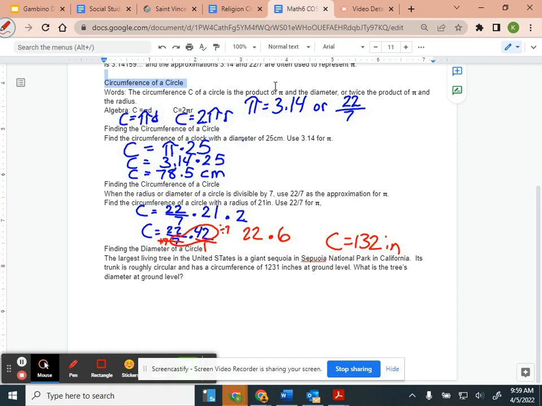So this is why they say you can use 22/7 because you can just work with easy numbers. Could we have done 3.14 times 21 times 2 and get 132? What is 3.14 times 21 times 2?